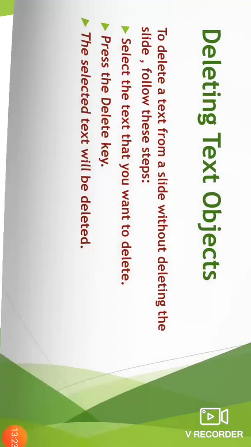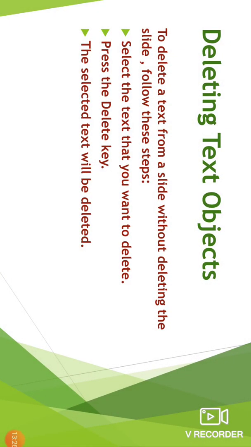Now next heading is deleting text object. Suppose if you want to delete any text, any object, any picture, it is very easy to delete from the slide. What will you do? Simple. Select that text, that picture, that shape, whatever you want to delete, just select it and then press the delete key. It will automatically delete from your slide. Then your object, text, whatever you want to delete, will be deleted from the slide.